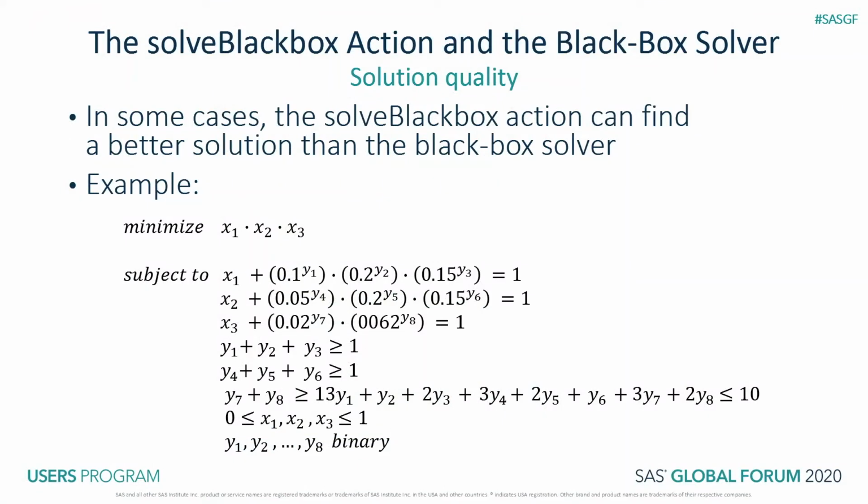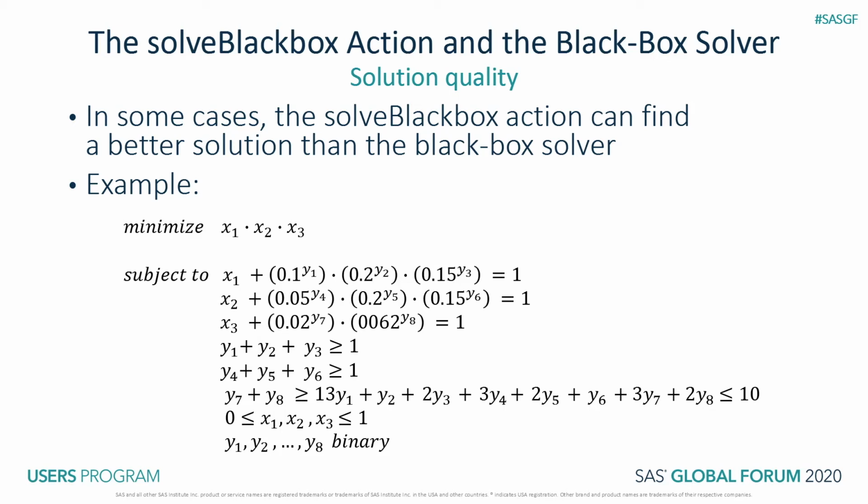Because Blackbox optimization is a heuristic solution method, it isn't guaranteed to find an optimal solution. However, it will virtually always find a very good solution. In some cases, though, there can be a distinct difference in the quality of the solution that Blackbox optimization returns, depending on how it happens to be used. We'll see that the solveBlackbox action gives you more options in this respect.